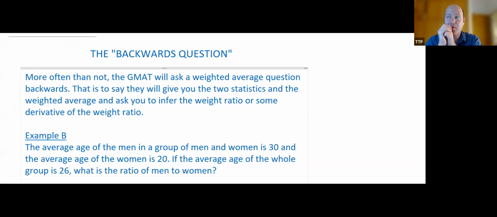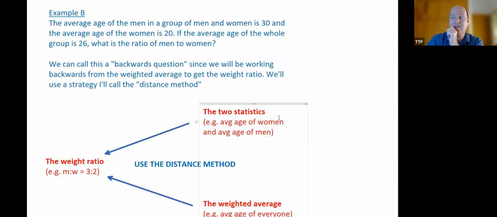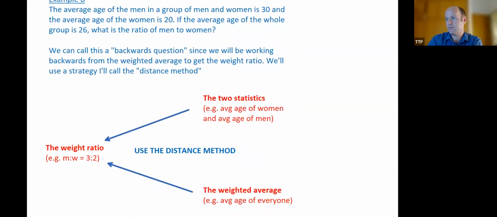So we have the average age of the men in the group of 30 again, and the average age of the women is 20. And we also know the average age of everyone in the group. So we've been given the weighted average this time of 26, and we're being asked for the weight ratio. Okay, so if we looked at that kind of graphically or schematically, we have the two stats. We have the weighted average.